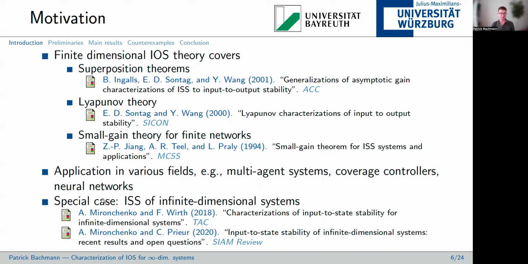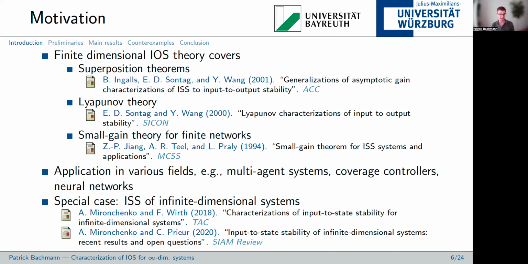As I said, a special case is the infinite dimensional ISS theory, because then the output map is just the identity, and the output itself is just the state space.